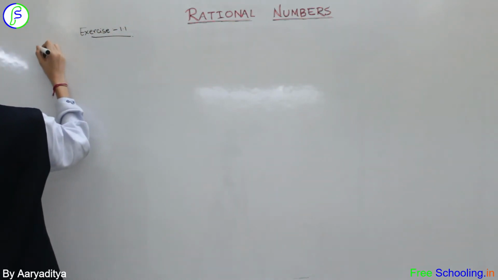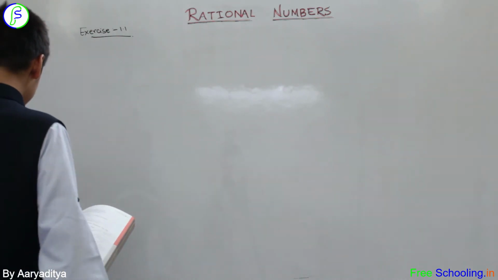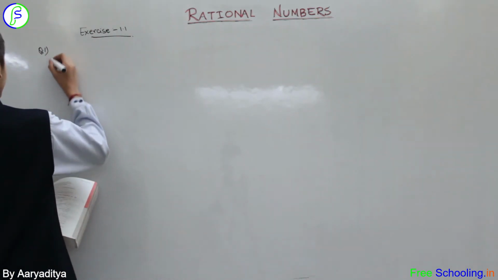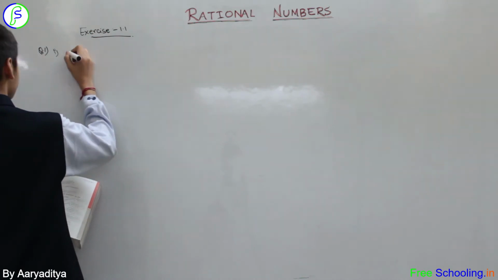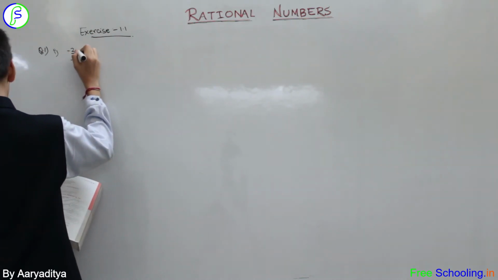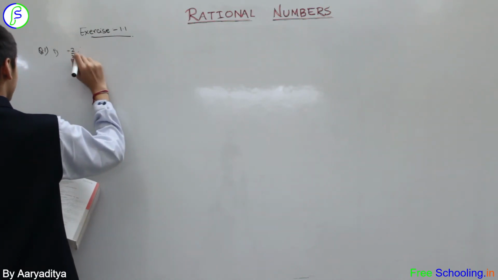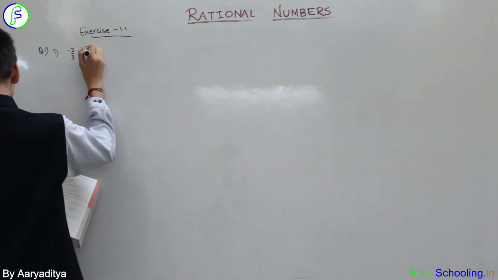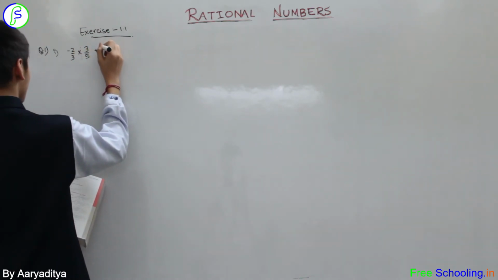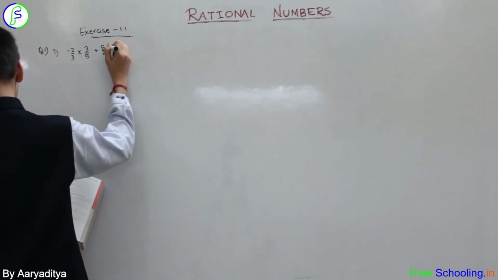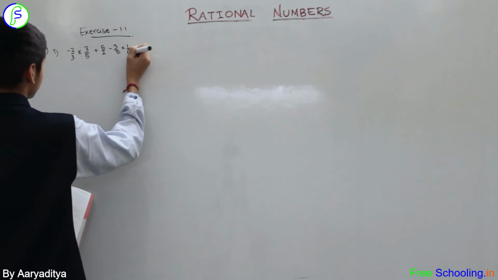Okay, and here we do question number 1. It says, using appropriate properties, find: we are given the first part, say minus 2 by 3, and then we have a multiplication sign out there. We have multiplied 3 by 5, and then we have 5 by 2, then we have 3 by 5, and at last we have 1 by 6.